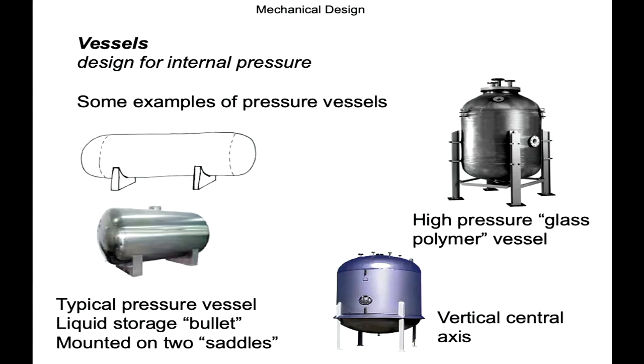So hopefully everyone's seen vessels around the place. These kinds of bullet-like vessels on two stirrups. Gas is often stored that way at petrol stations. In plants, chemical plants and the like, they'll often have these kinds of vessels where essentially the domes are mounted on a vertical axis compared to a horizontal axis.